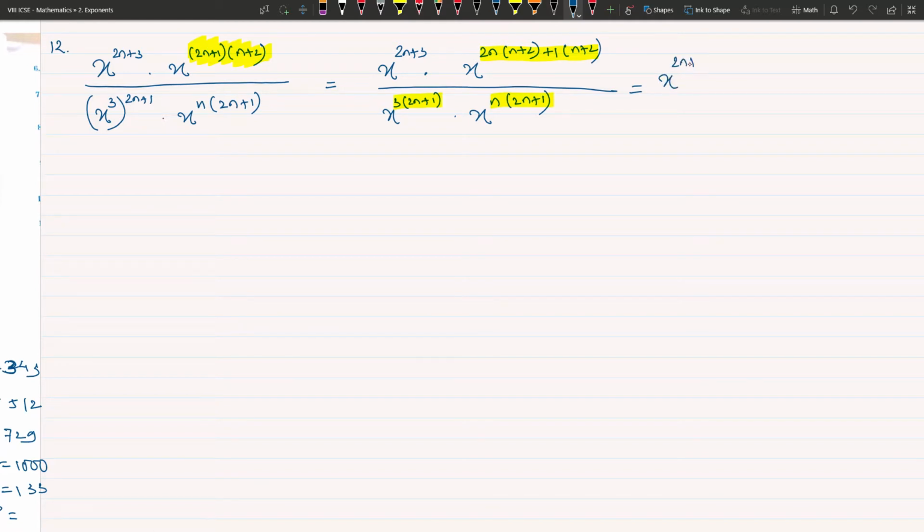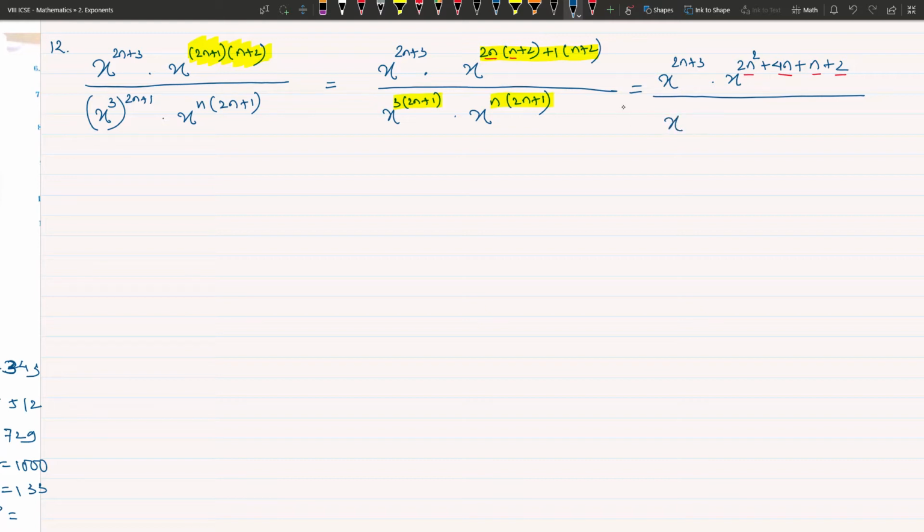x raised to 2n plus 3 times x raised to 2n square plus 4n plus n plus 2. देखो 2n into n, 2n times n, 2n into n कितना होता है, 2n square. थोड़ा सा algebra है इसमें, घबराना मत. 2n into n 2n square, 2n into 2 4n, 1 into n n and 1 into 2 2. ठीक है, please note it down carefully. हाँ, अगर कुछ भी step miss किया ना, तुम्हें समझेगा ही नहीं कैसे आया.